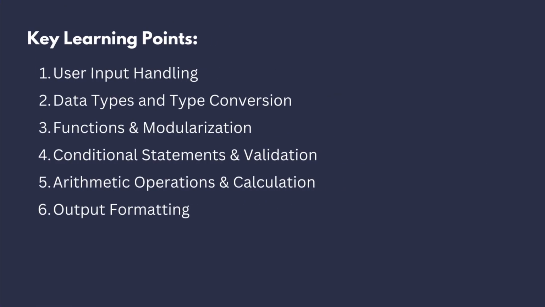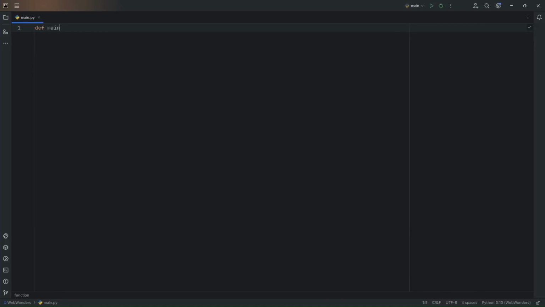Topics: 1. User input handling. 2. Data types and type conversion. 3. Functions and modularization. 4. Conditional statements and validation. 5. Arithmetic operations and calculation. 6. Output formatting. Let us start with function main, and let us take input from the user.